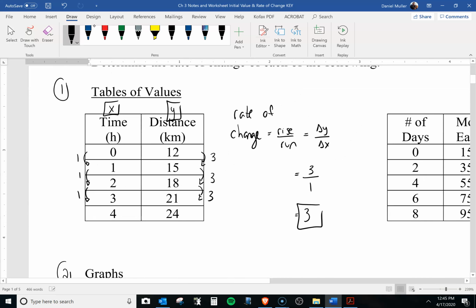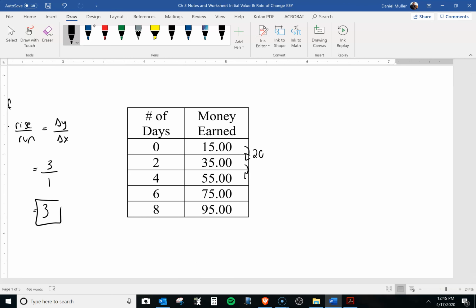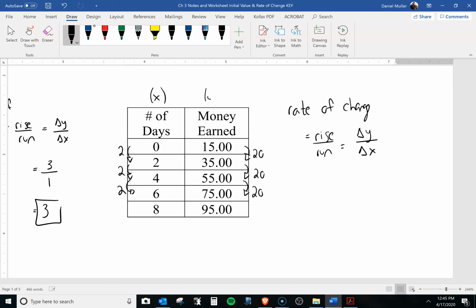So you're just looking for the pattern. What would the pattern be here? The money that you earned. You go up here by $20, and you can see they all go up by 20. On the left here, things go up by 2 every time. So our rate of change, which is our rise over our run, and our rise is our change in y over our change in x, and remember x is on the left and y is on the right.